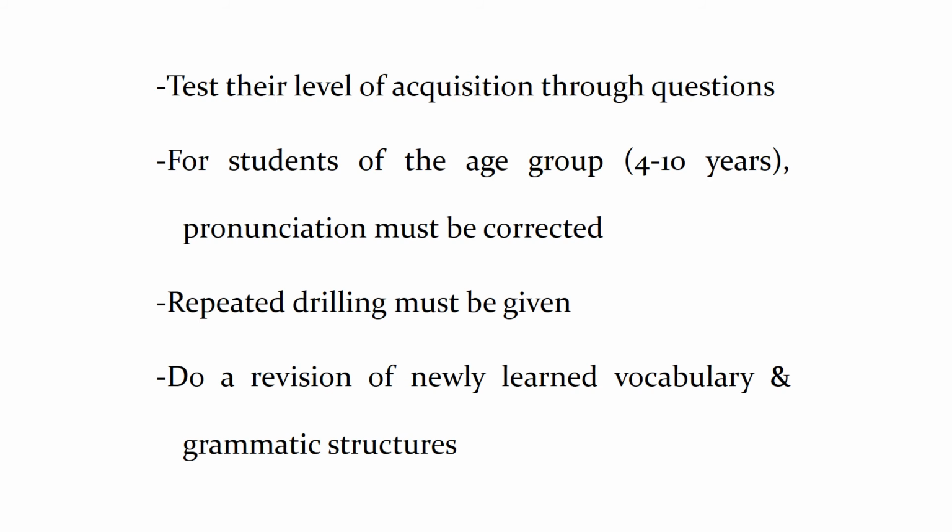For the students of the age group 4 to 10, that is between 4 years of age and 10 years of age, pronunciation must be corrected. If they go wrong while pronouncing a word, you have to teach them how to pronounce it correctly. Then you have to repeat doing it. Repeated drilling is very essential. And do a revision of the newly learned vocabulary and the newly learned grammatical structures. Only then it will remain in their mind.